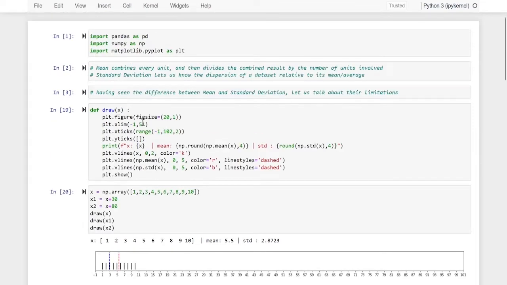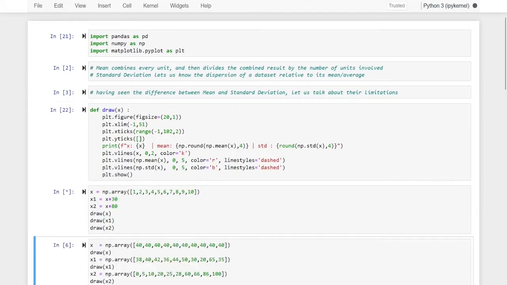Hi guys, in the previous video we had seen the difference between mean and standard deviation. In this one we will look at their limitations. We have to import this library and then this function we used in the earlier video. We are going to make use of it again.